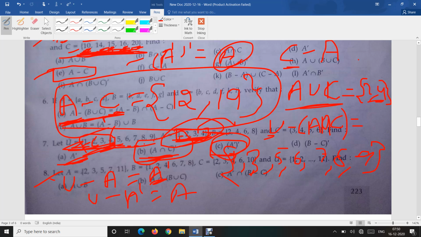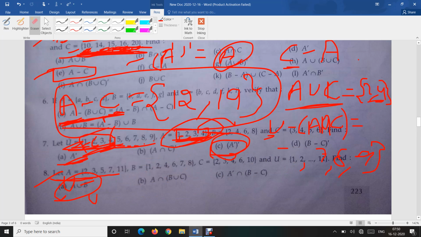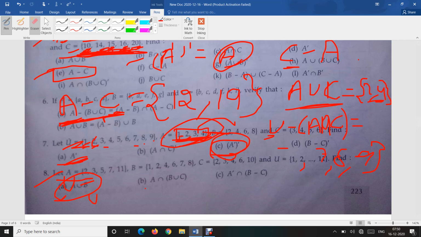Similarly, you can do question number 8. Here set A is given, set B is given, set C is given, and also the universal set is given, and you have to find A union B, and A intersection (B union C). For this, for part B, firstly you have to find B union C. After that, you have to look for the common elements in the result of B union C and A.